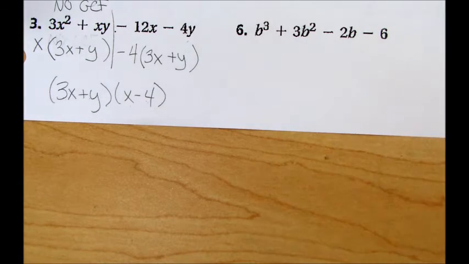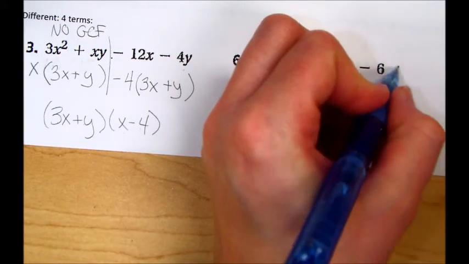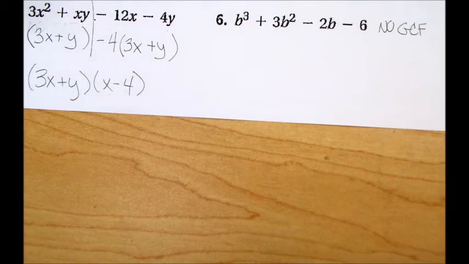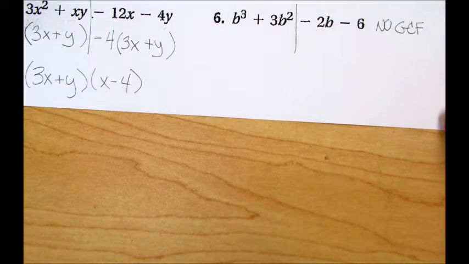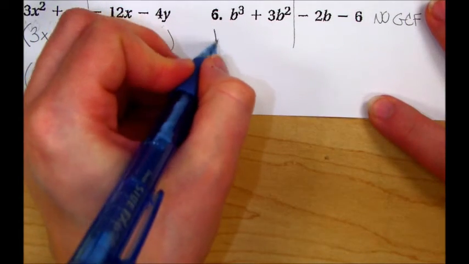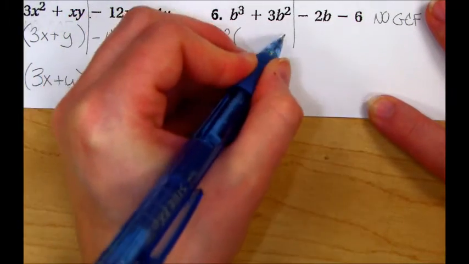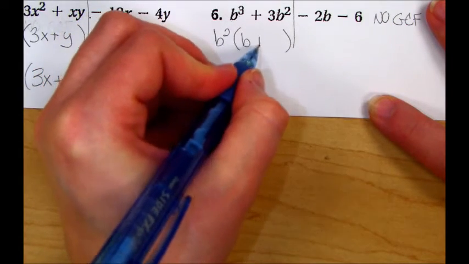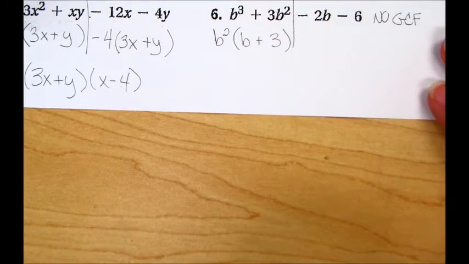Number 6, notice there is no GCF. Yes, you have to look for that every single time. Okay? Split it in half. The GCF over here is not just b, it's b squared. Both of them have a b squared. Take out or divide out a b squared, you should be left with b plus 3.